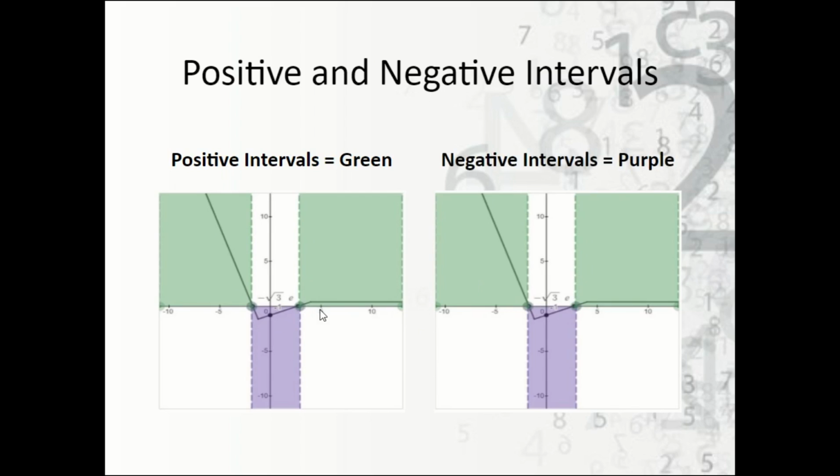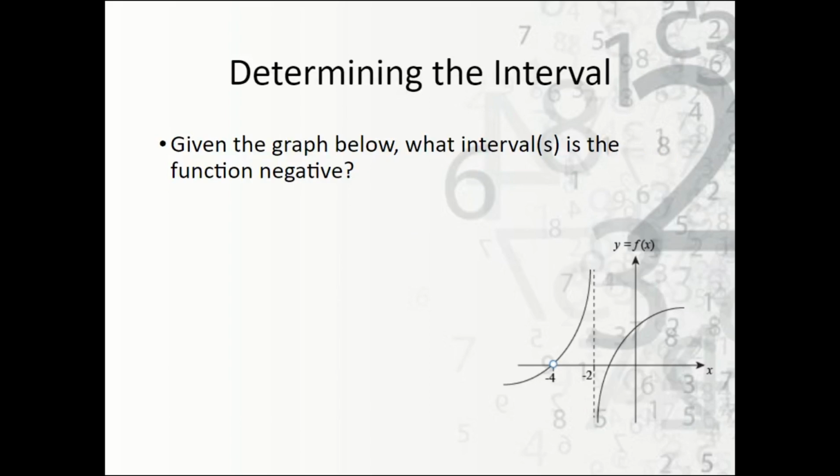The purple area would be considered the negative intervals, where it goes below the x-axis. So even though right here it changes direction and starts going back up, it's still negative until it reaches this point where it actually crosses the x-axis and starts to work above. So now how do we determine where an interval is positive and negative?